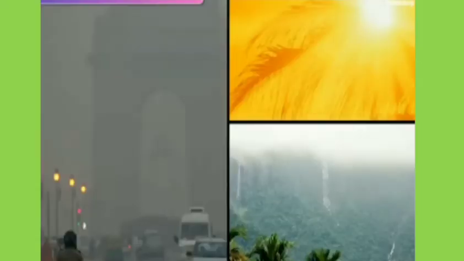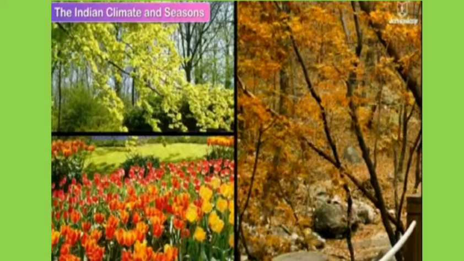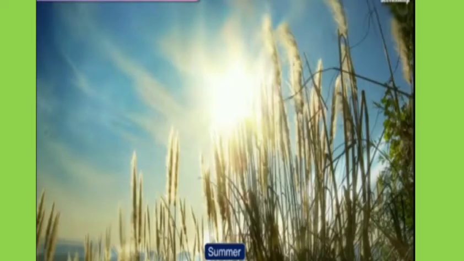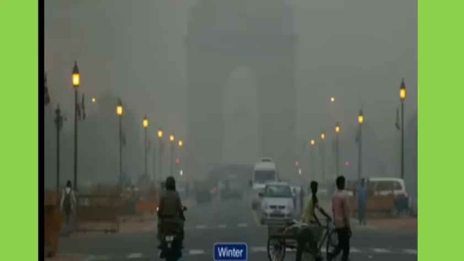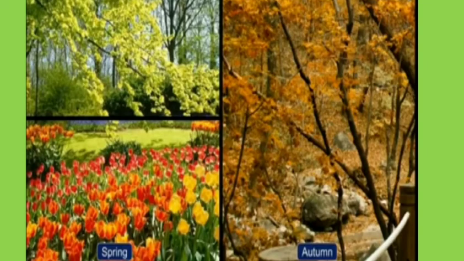The Indian climate and seasons. India has three main seasons: summer, monsoon, that is rainy, and winter. However, there are also some parts of the country that experience spring and autumn seasons too.